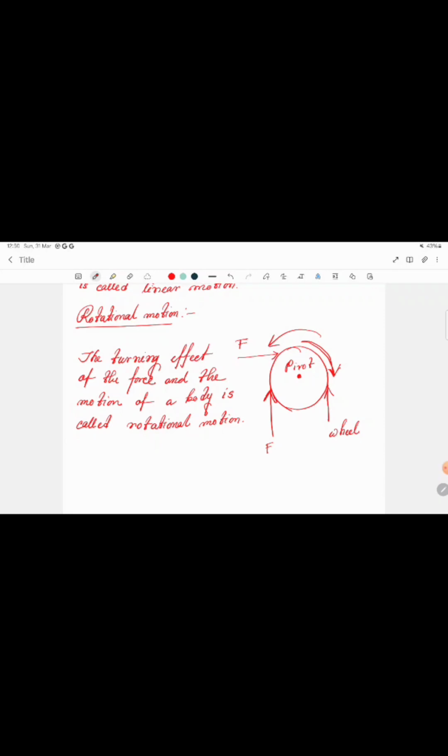So these are the basic things. Translational and rotational motion we have already done. The next part is called moment of force. Let's see.